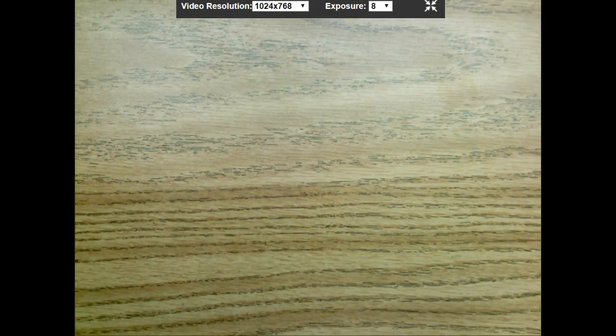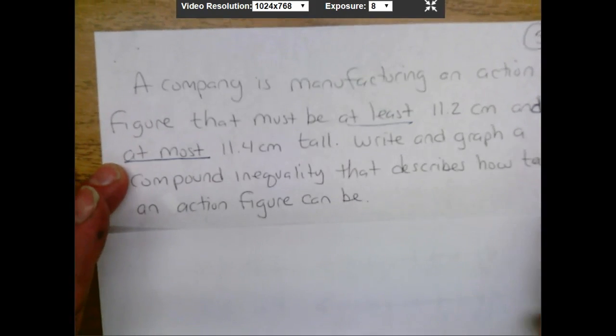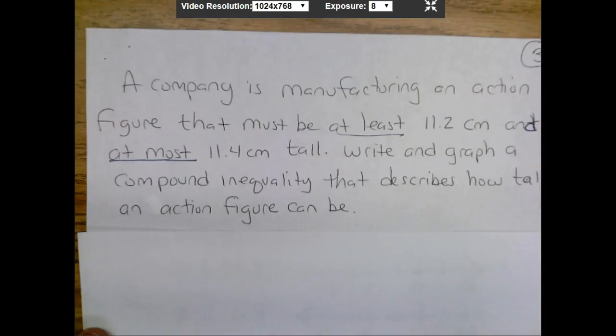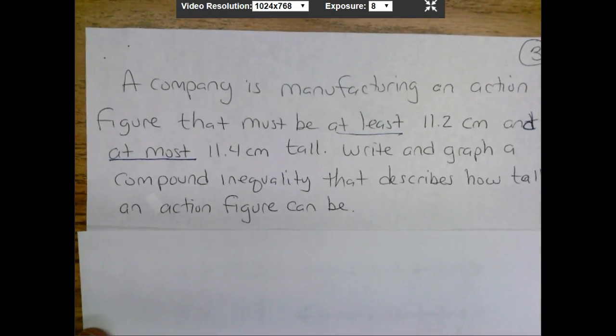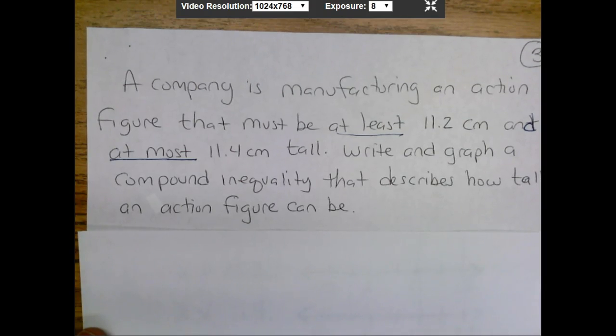And let me cover that. So here we have an example. This is from the book. It says a company is manufacturing an action figure that must be at least 11.2 centimeters and at most 11.4 centimeters tall. It says write and graph a compound inequality that describes how tall an action figure can be. And then at the end we can say, well, is this a union, an intersection? We're going to look at that.